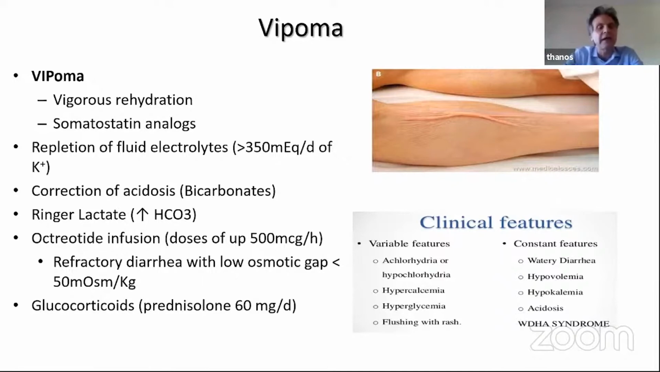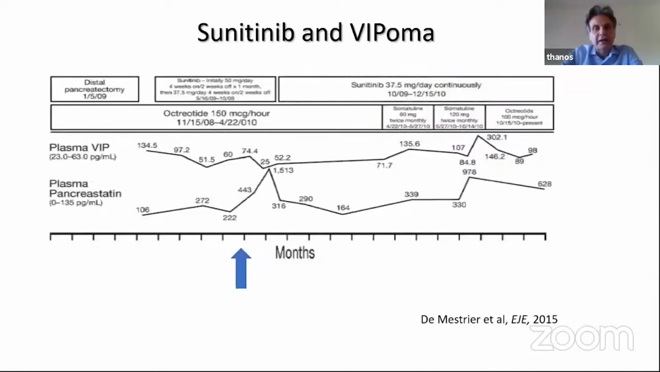We prefer to give them lactate initially because of the generation of bicarbonate, and we may end up giving high doses of octreotide in order to try and control the refractory diarrhea. And there are some anecdotal data saying that glucocorticoids can have an additional effect as well. And recently, there are some publications about 7 patients who managed to control the secretion of VIP in VIPoma with sunitinib. The exact mechanism is not very well known, but according to this publication, in patients who had been on several medications before, with the administration of sunitinib VIP levels reduced substantially, although there was no effect on tumor mass per se.